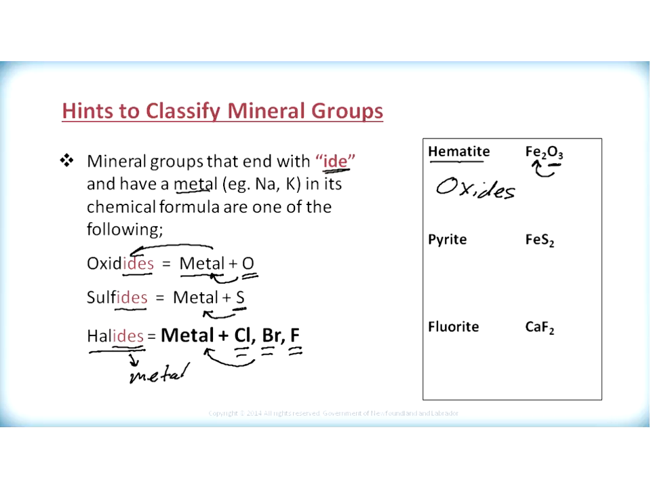The second example will be pyrite. Pyrite has the chemical formula FeS2. In this case, we don't have any oxygen group, but we do see sulfur. So therefore, we look in front of the sulfur, and we see a metal. And a metal in front of sulfur will tell us that pyrite belongs to the mineral group sulfides.